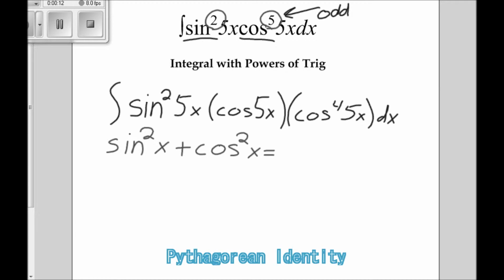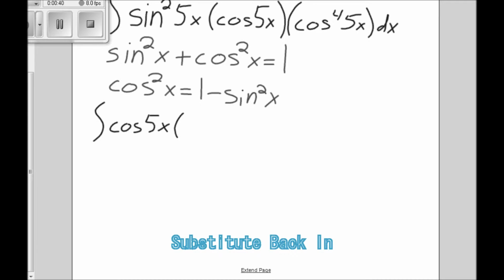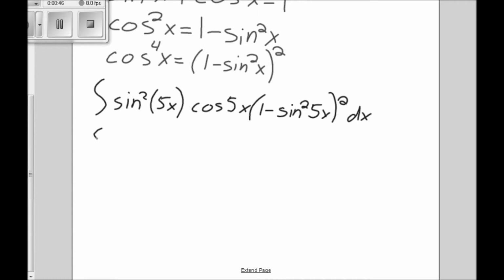Now we have to employ the Pythagorean identity, which is sine squared x plus cosine squared x equals 1. We can manipulate this to give us cosine squared x equals 1 minus sine squared x by subtracting the sine squared x from each side. This is because we need to substitute back in for our cosine to the fourth 5x term. So we need to know what cosine squared x equals. If you look, you can see that cosine to the fourth of x is equal to cosine squared x squared. Therefore, 1 minus sine squared x to equal cosine to the fourth x would have to be squared.